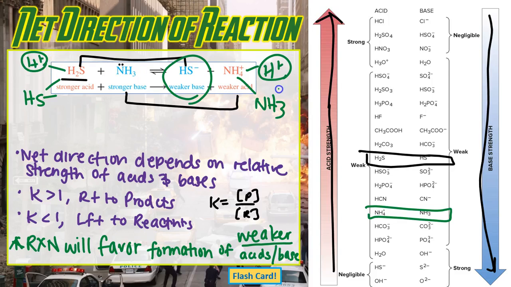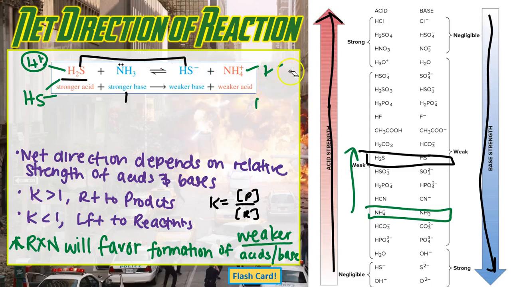And so we have to ask ourselves, which one is going to be able to give up the H plus first? And the one that's going to give up the H plus first is the stronger one. So based on our spectrum here, H2S is higher up, and so it's going to be stronger than NH4 plus. Therefore, it's going to give up its H plus and be used up in the reaction way before the NH4 plus does. Okay, folks?